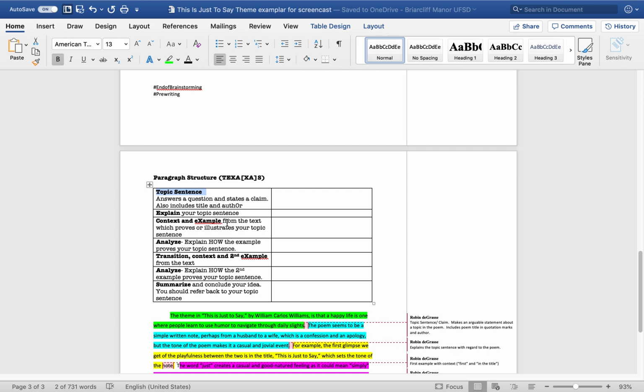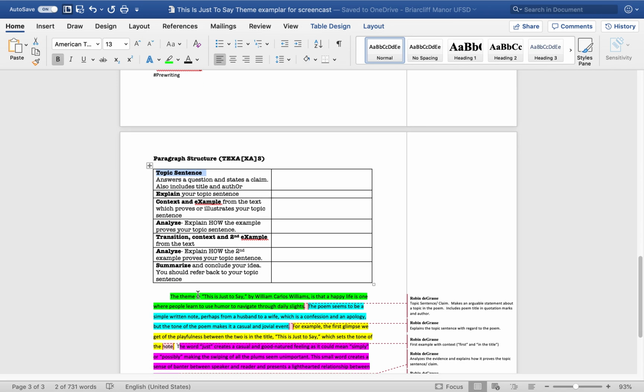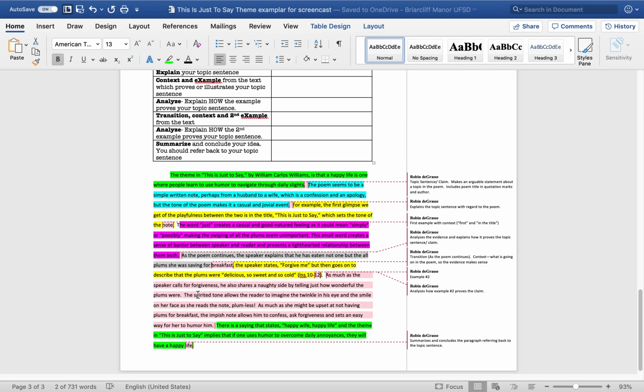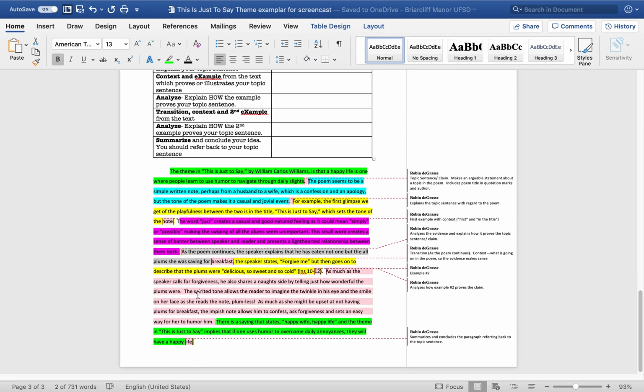Then we analyze that first example. We transition, use context and a second example. We analyze how the second example again proves our topic sentence, and then we summarize our whole paragraph. I hope this was helpful to you, and if you have any further questions, please let me know.